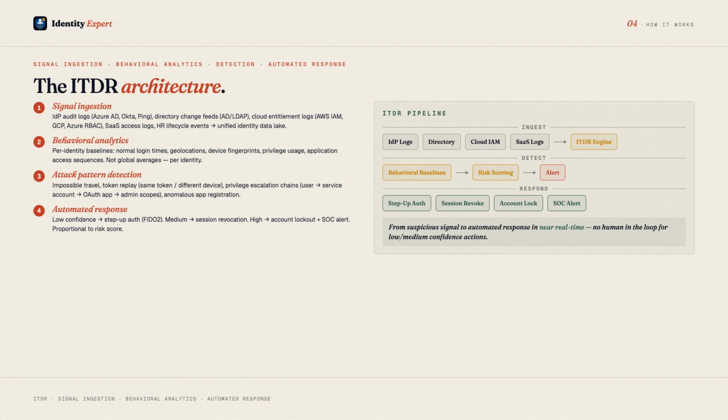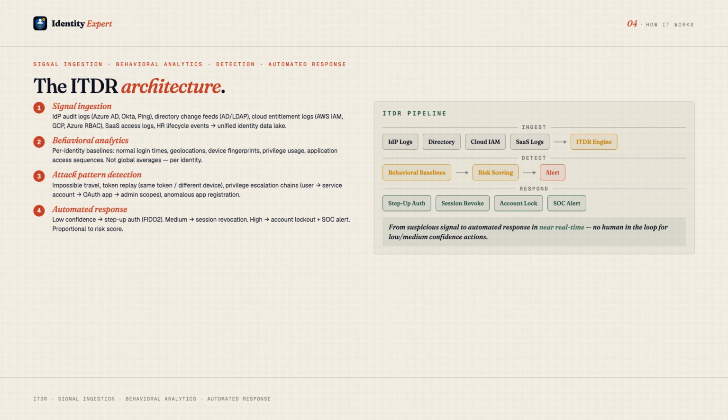An ITDR architecture has 4 layers. Layer 1, signal ingestion. The ITDR engine connects to every identity source in the organization. IDP audit logs from Azure AD, Okta, Ping. Directory change feeds from Active Directory and LDAP. Cloud entitlement logs from AWS IAM, GCP, and Azure RBAC. SaaS application access logs. HR system feeds for employee lifecycle events. All of these streams flow into a unified identity data lake.